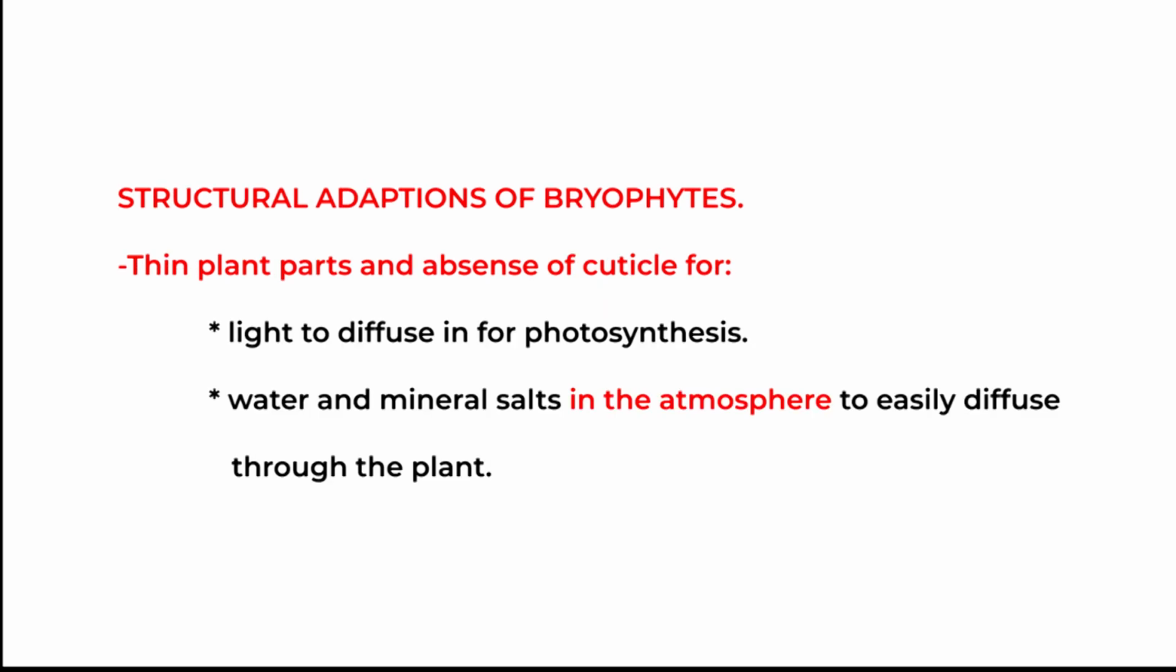The moss plant is thin, everything is thin. We have no cuticles so that moisture can easily diffuse in and out and through the plant, moisture and mineral salts. And the plants are also thin so that sunlight can easily reach the cells for photosynthesis.